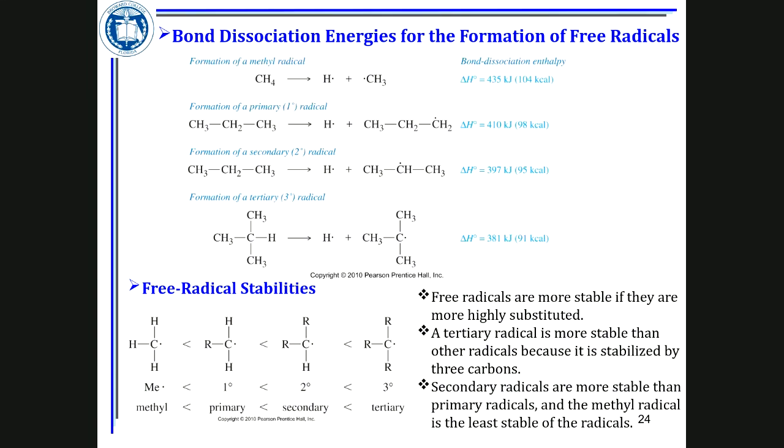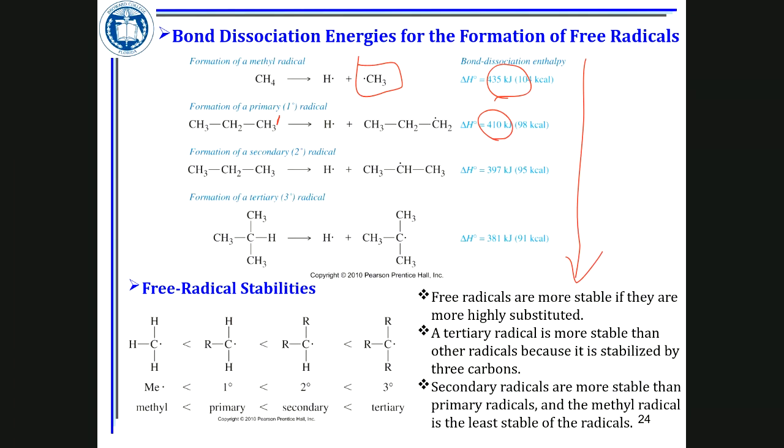Okay, so now that you know about thermodynamic values, what does this trend tell you? The trend in energy: for methyl, to remove the hydrogen from methane to go to the methyl free radical, you need 435 kilojoules of energy. To remove hydrogen from primary, you need 410.